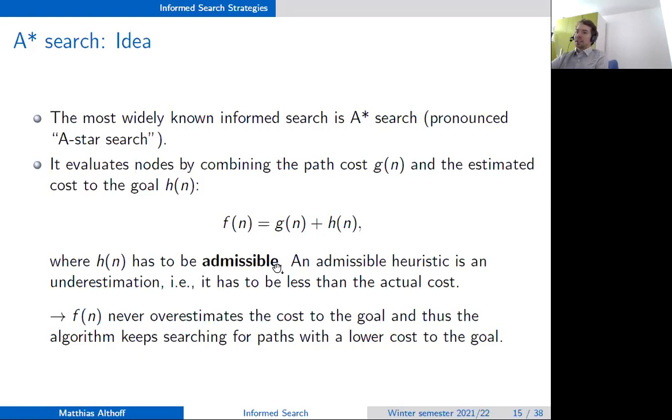And that means for A-star search that it has to be an under approximation of the true costs. So if H of n is always lower than the true final costs, it's an admissible heuristic. And as a consequence, F of n never overestimates the costs to the goal. And thus the algorithm keeps searching for better solutions, and that in the end establishes the optimality.